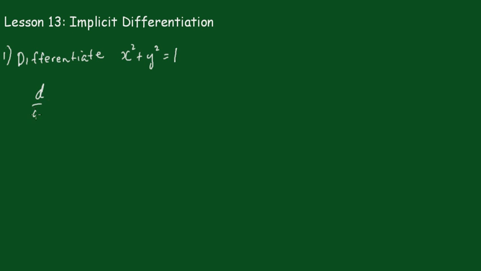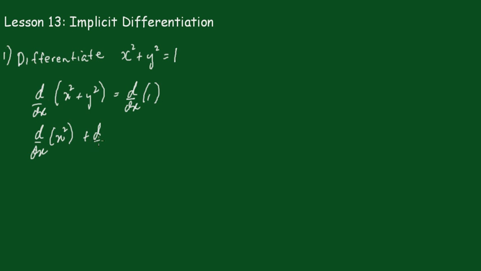So I have d/dx of x squared plus y squared equals the derivative of 1. Now, then we'll split this up, and that'll be the derivative of x squared plus the derivative of, and I write this as (y) all squared, equals. Now, the derivative of 1 is just 0. The derivative of x squared with respect to x is 2x.